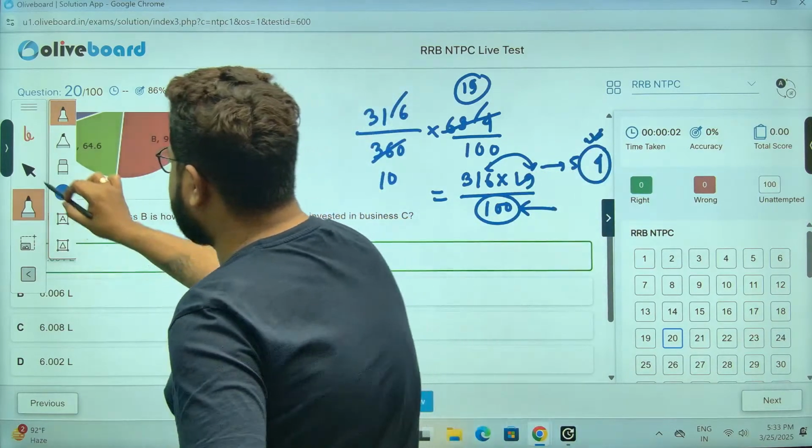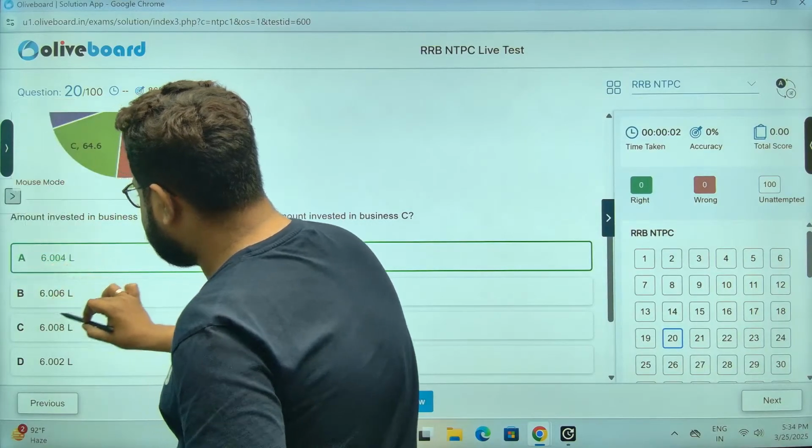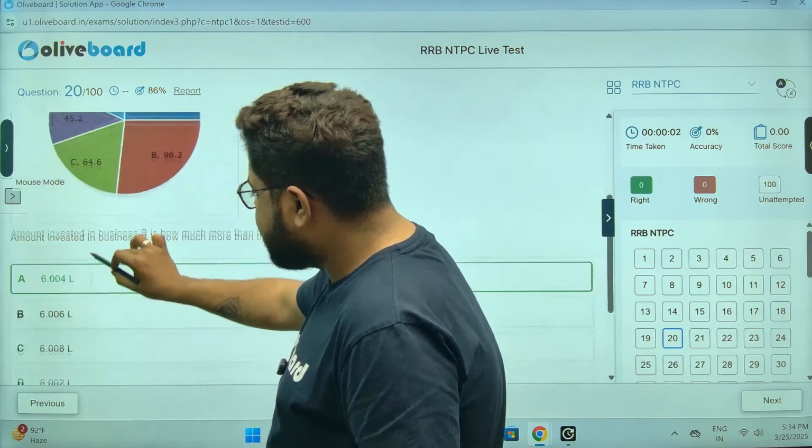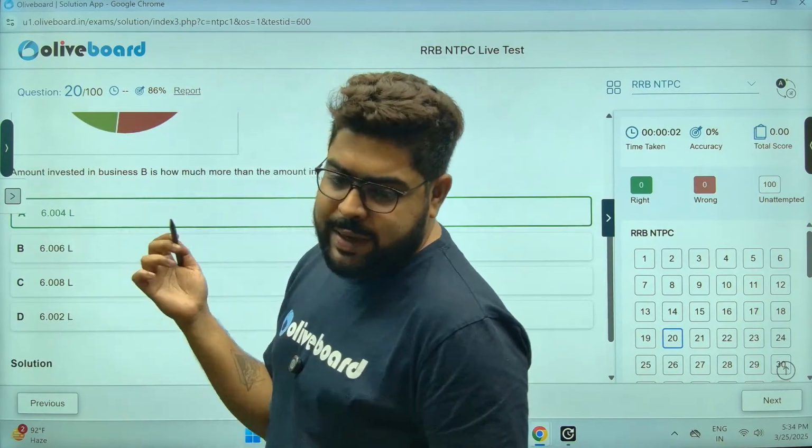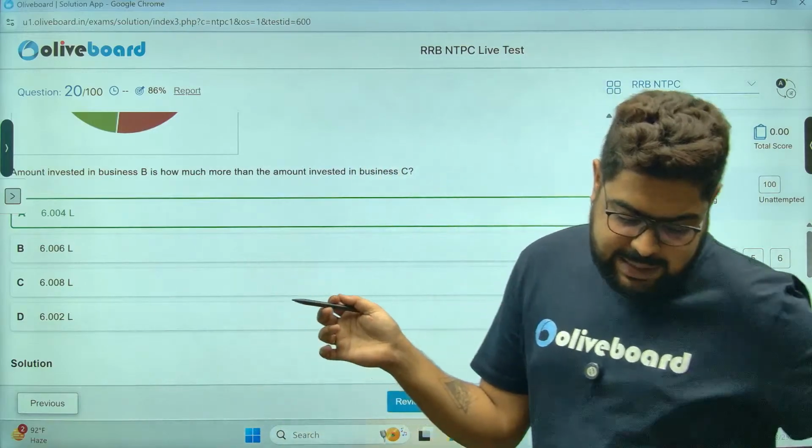Yes, you see, that is what we have accidentally marked. You see, only one option is ending in 4, sir. Only one option. So that has to be my answer.